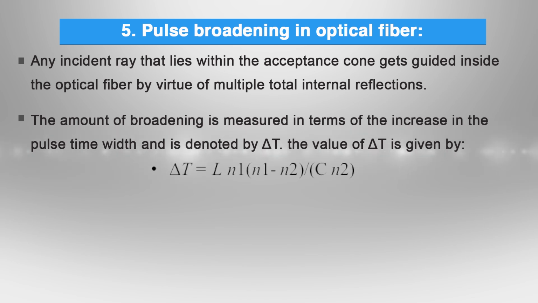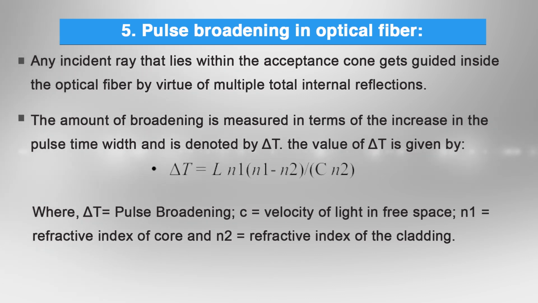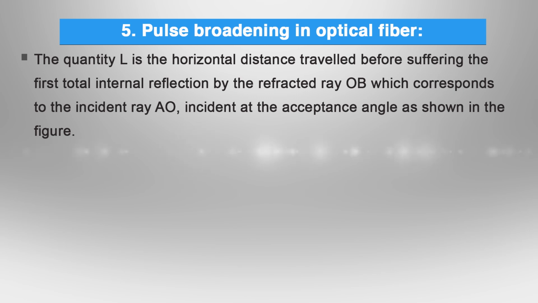The value of del T is given by L n1 into n1 minus n2 divided by C n2, where del T is the pulse broadening, C is the velocity of light in free space, n1 is the refractive index of the core, and similarly n2 is the refractive index of the cladding. The quantity L is the horizontal distance travelled before suffering the first total internal reflection by the refracted ray, which corresponds to the incident ray incident at the acceptance angle, as shown in the figure.